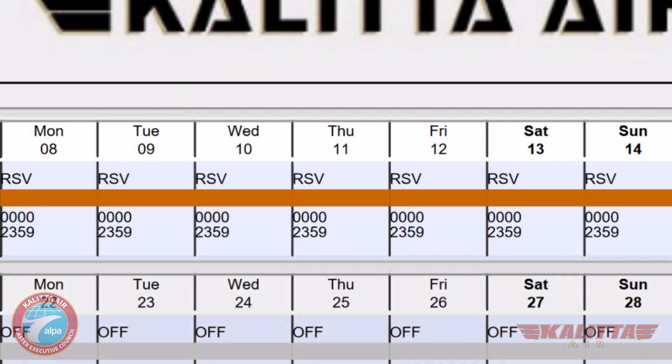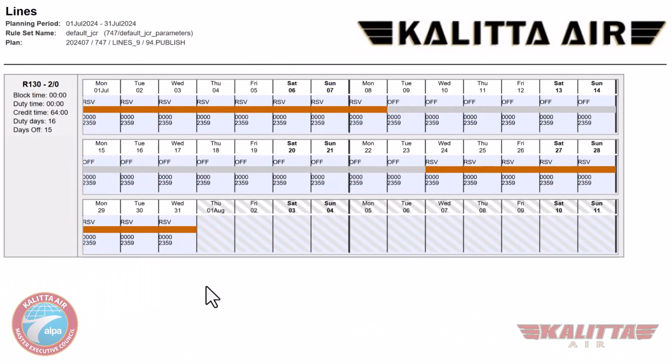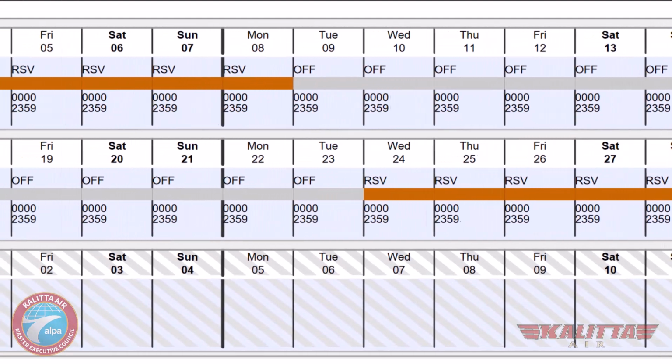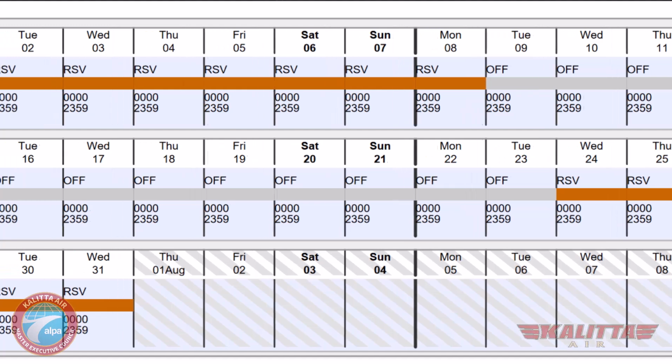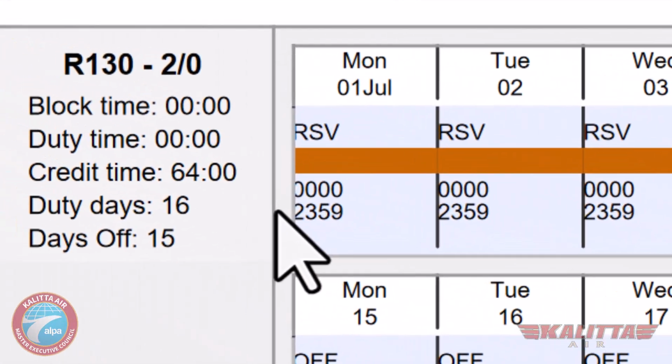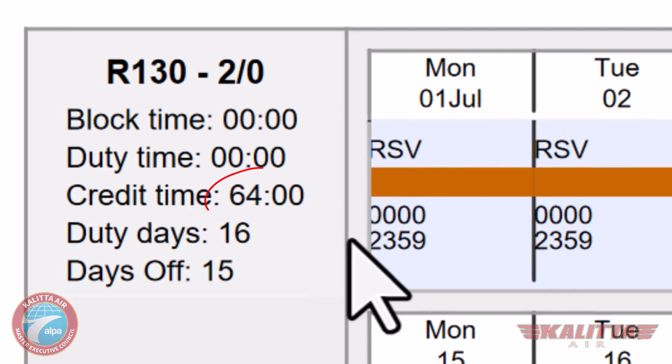Okay, all right. So then lastly, we have a reserve line. So a reserve line is basically just going to be reserve days and off days. There'll be no trips, nothing, just reserve days and off days. However, as most of you know, if you bid a reserve line, you will be flying. You'll most likely credit over your min guarantee.